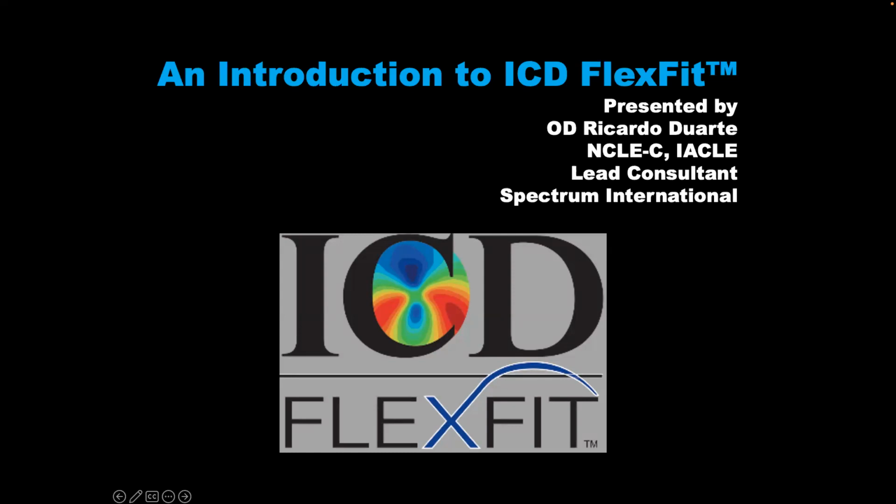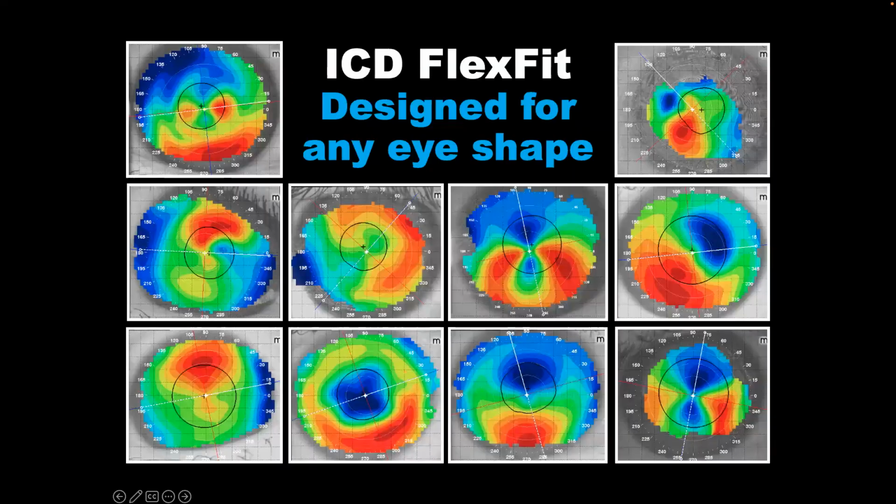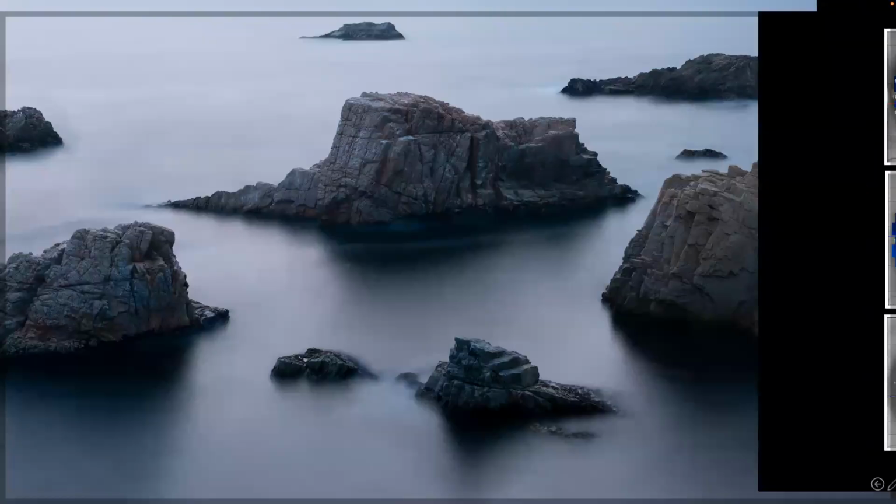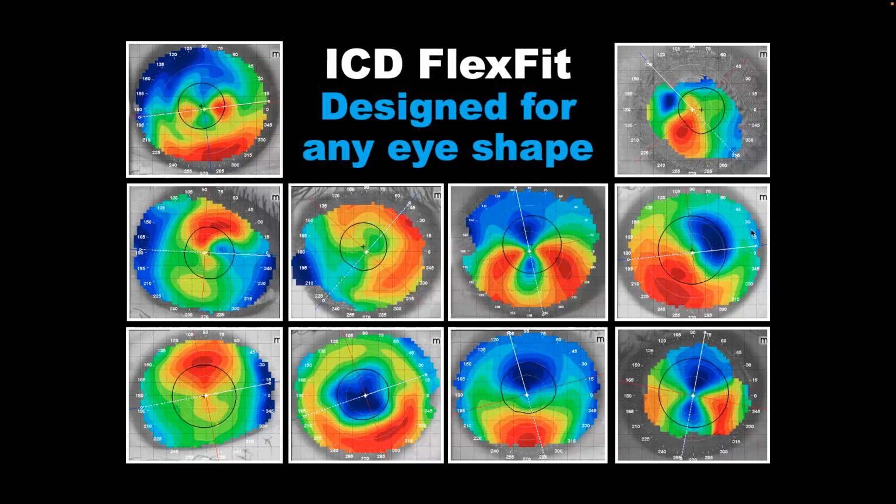So let's talk a little bit about the ICD Flexfit. The ICD Flexfit is designed for any eye shape. The construction of the lens makes it possible to clear or vault the cornea regardless of the condition, from a normal eye shape to ocular surface diseases, through corneal thinning disorders, transplants, and post-refractive surgery patients. ICD Flexfit simply needs to create enough vault to clear over the eye surface regardless of its irregularity.